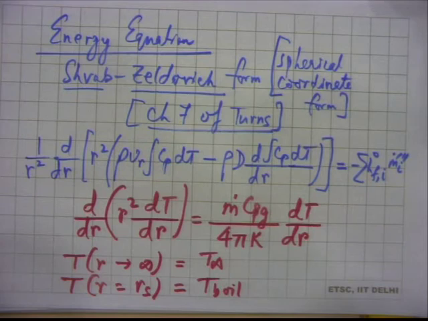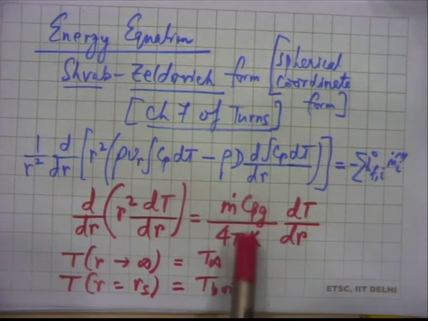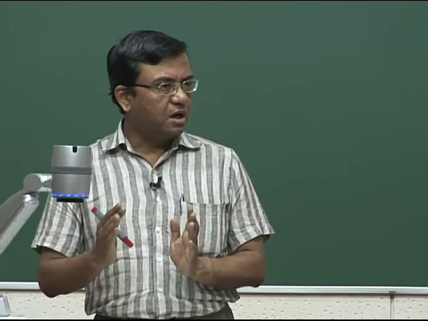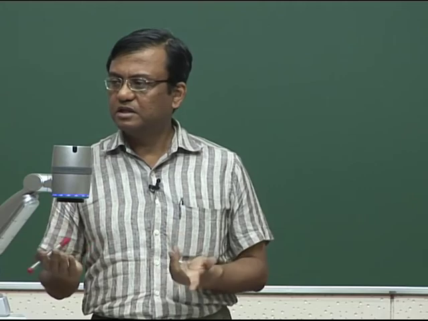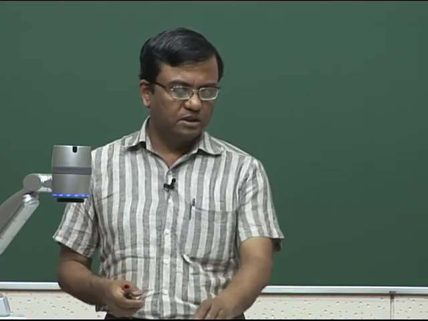It's pretty easy. M dot is a constant. So when you integrate, it's easy because m dot is already shown to be a constant. We did the mass conservation, m dot is constant. Constant means what? You go from one r to another r, m dot is the same. We have shown this just a few minutes back.